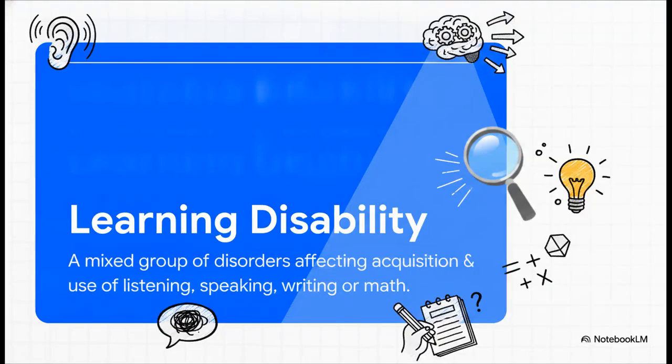Okay, so the formal definition points to a, quote, mixed group of disorders manifested by significant difficulties in the acquisition and use of listening, speaking, writing, reasoning, or mathematical abilities. Now, the absolute key phrase to hang on to here is mixed group, right? This isn't just one blanket issue that breaks everything. It's a very specific set of skill disorders that affects how information is acquired and processed. Basically, it is decidedly not a general lack of intelligence.